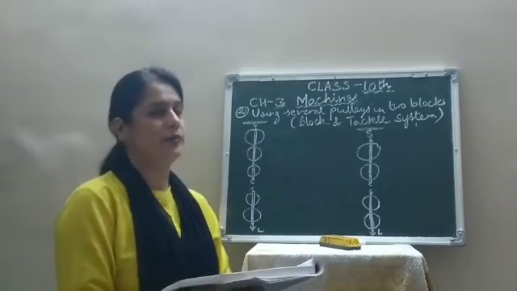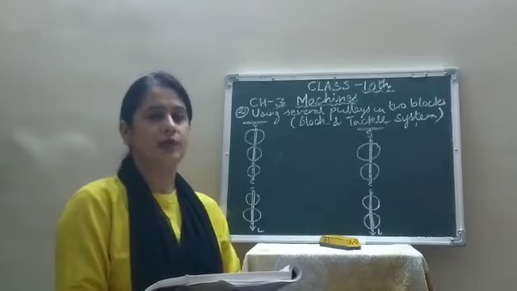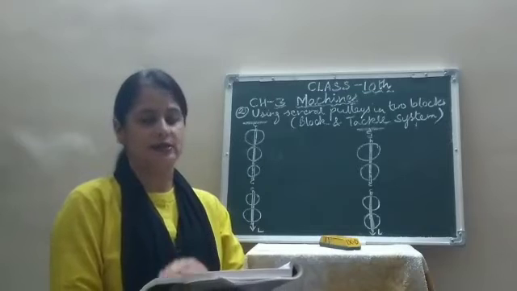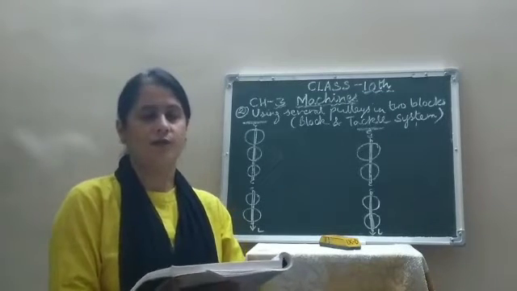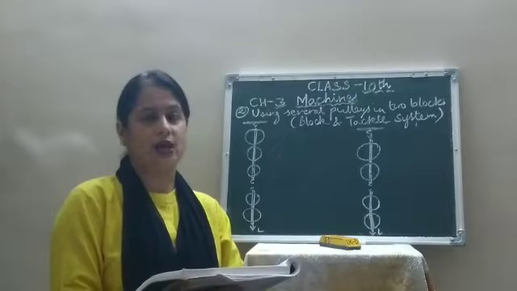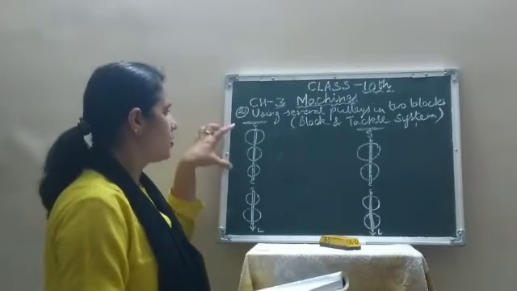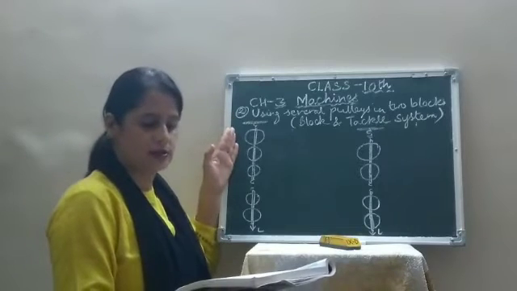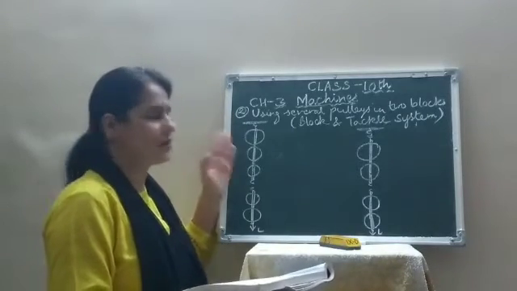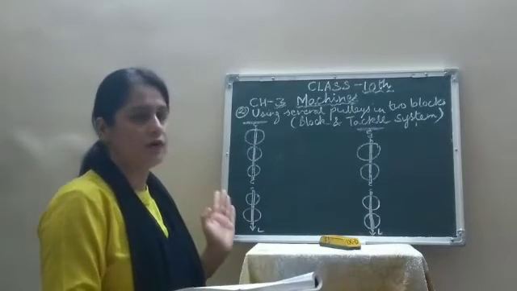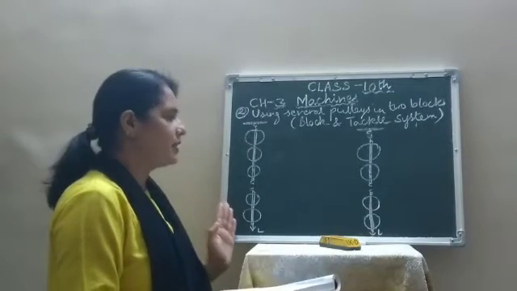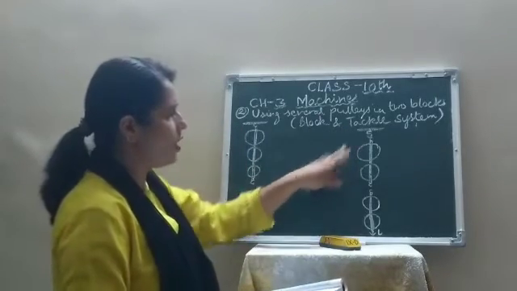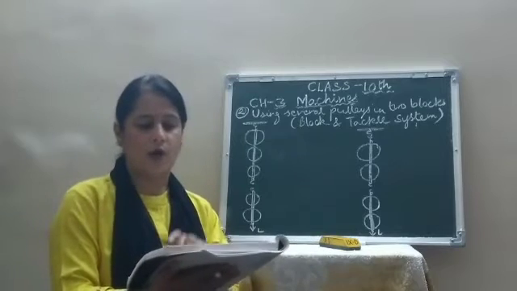Now the second combination is using several pulleys in 2 blocks, and this is known as the block and tackle system. In this system of pulleys, 2 blocks of pulleys are used. One block, which is the upper block, is fixed to the rigid support. That is, it is fixed. And the lower block is not fixed to the rigid support. That means it is movable. This is the upper block, this is the lower block.